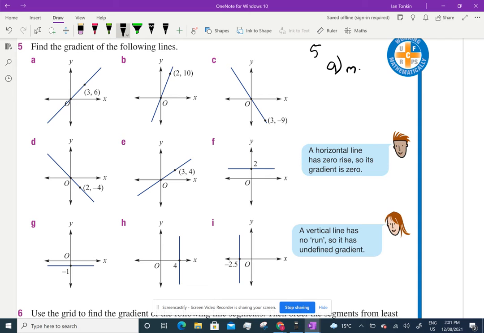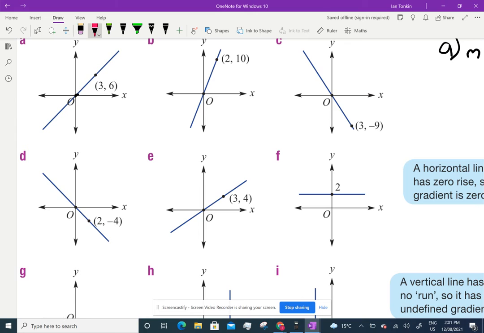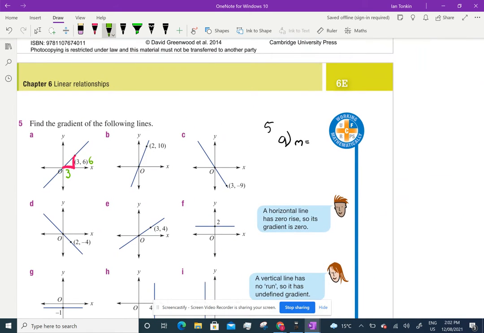What's the gradient? M. So what you need is you need to draw yourself a little right angle triangle. And there it is there. But then you've got to understand what those coordinates mean. Now, the first number tells you how many across. 3. The second number tells you how many up. And because it's from 0, this one is really easy. The gradient is 6 up, 3 across, which gives me 2. And it's positive, it's going up.